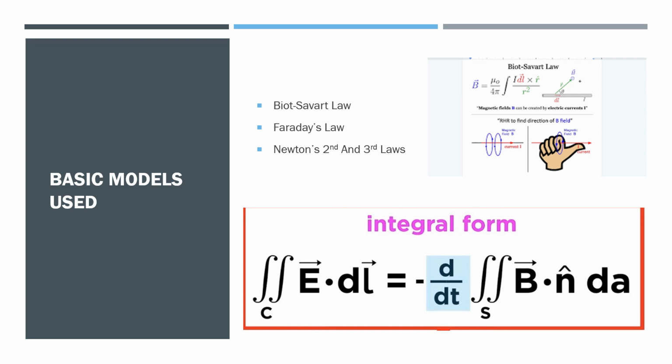So, the basic models we used in this experiment: first we used the right-hand rule, which shows you the direction of the magnetic field and can be used for magnetic force as well. We also have Faraday's law, which you can see at the bottom in its integral form, and then we also use Newton's second and third laws, the second being that force equals mass times acceleration, and the third being that every action has an equal and opposite reaction.